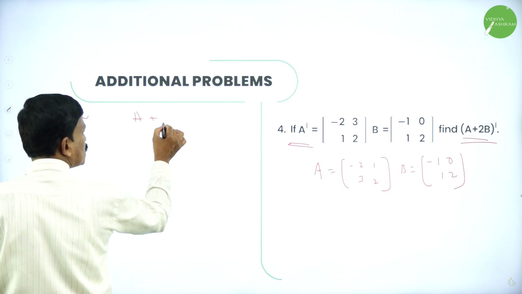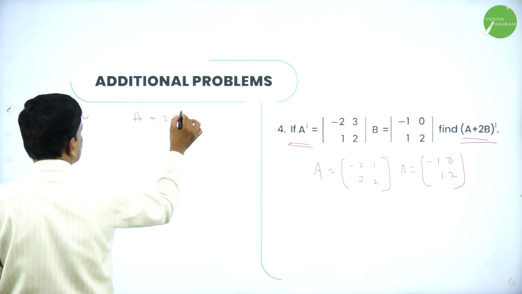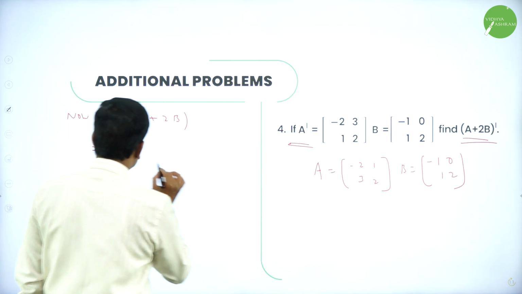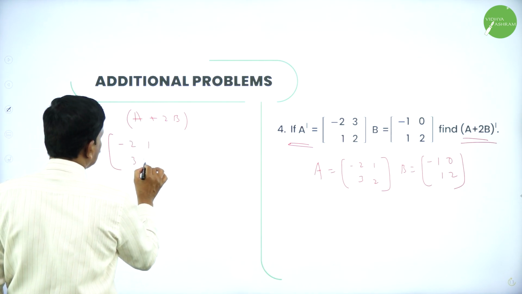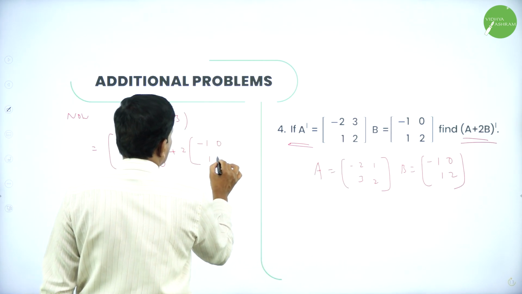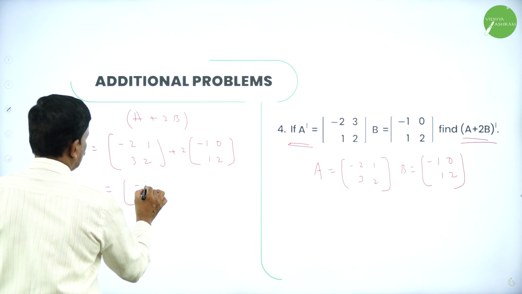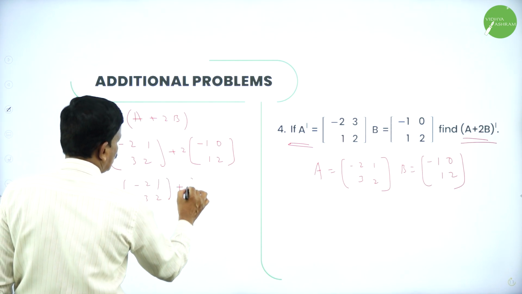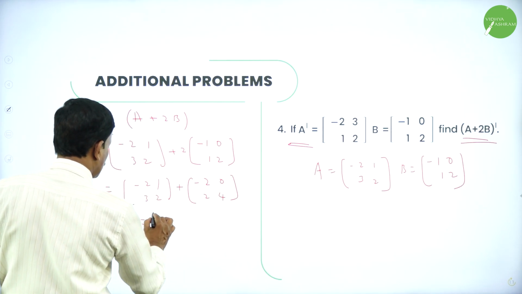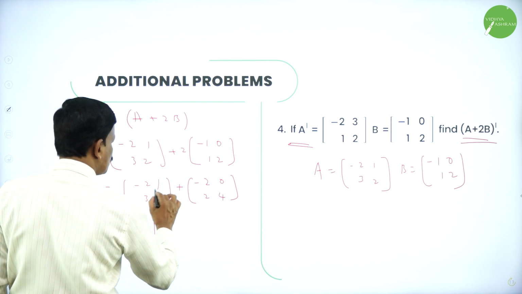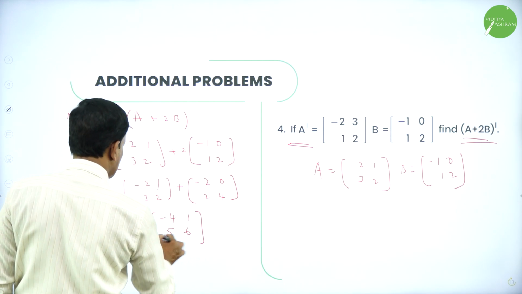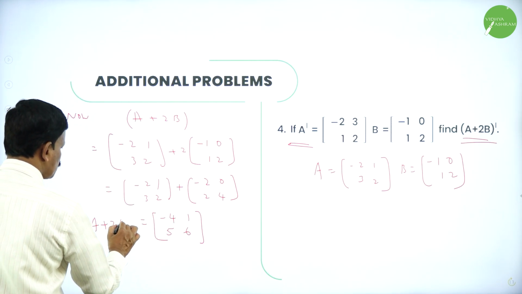Now A plus 2B. First find out the A plus 2B matrix. This is A: minus 2, 1, 3, 2, plus 2 times B, minus 1, 0, 1, 2. Simplify this. Multiply B by 2: 2 ones are 2, 0, 2 ones are 2, 2 twos are 4. So this is equal to minus 2 plus minus 2 is minus 4, 1 plus 0 is 1, 3 plus 2 is 5, 2 plus 4 is 6. This is A plus 2B.